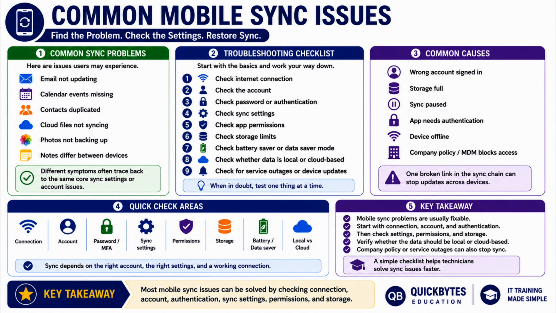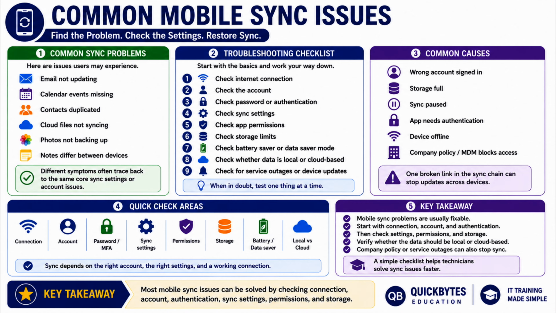Now let's review common mobile sync problems. Email is not updating. Calendar events are missing. Contacts are duplicated. Cloud files are not syncing. Photos are not backing up. Notes appear on one device but not another. The user is signed into the wrong account. Storage is full. Sync is paused. The app needs authentication. The device is offline. Or company policy is blocking access.